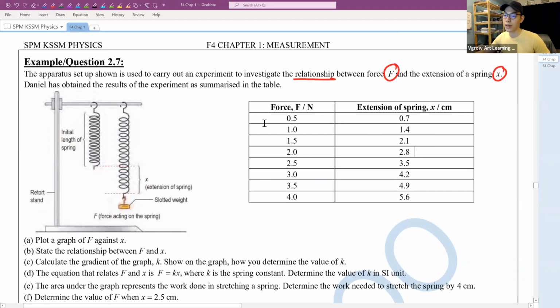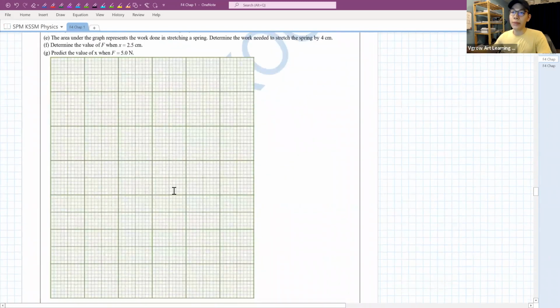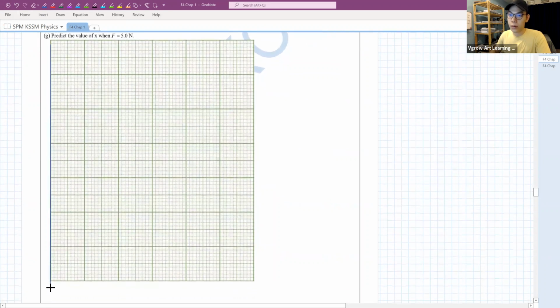Plot the graph of F against X. Okay, they ask us to plot the graph of F against X. That means what? Meaning, on the graph paper, here will be F and here will be X, right? I'm not sure if this is the first time you plot graph in physics, but let's try and see how to do it, okay? So I got a graph paper here. I think if you print in black and white, it might be gray in color, so it's fine. We are going to put down our axis. Okay, so you need to draw this out. We do together.